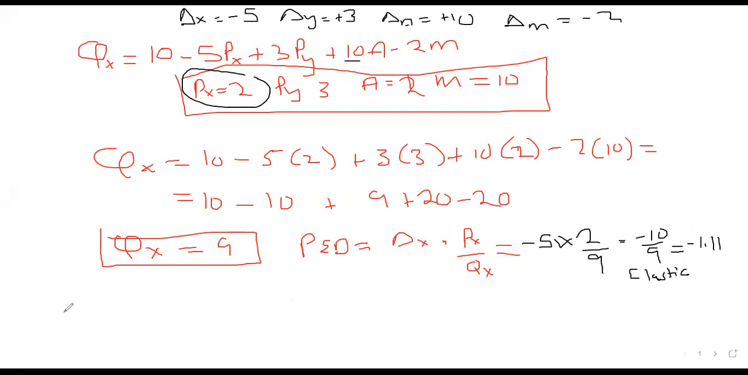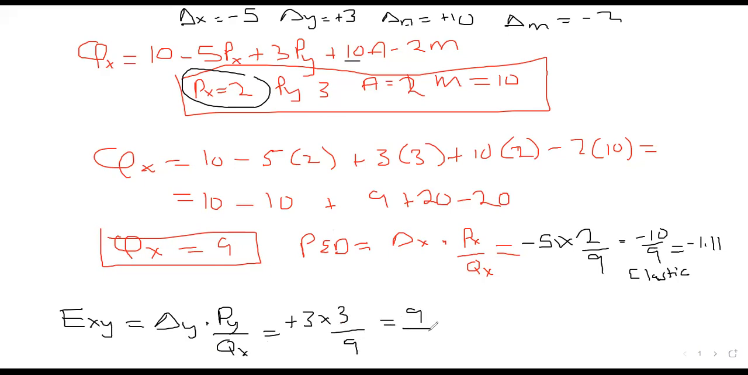Okay, now let's go to cross price elasticity, crossing from good Y to good X. So the formula is the gradient for good Y times the price for good Y over the quantity for good X. What is the gradient for good Y? Positive 3. The price for good Y is also positive 3, over the quantity, which is 9. So here we're going to get 9 over 9, positive. We're going to get positive 1. What is the comment here? Cross price elasticity.